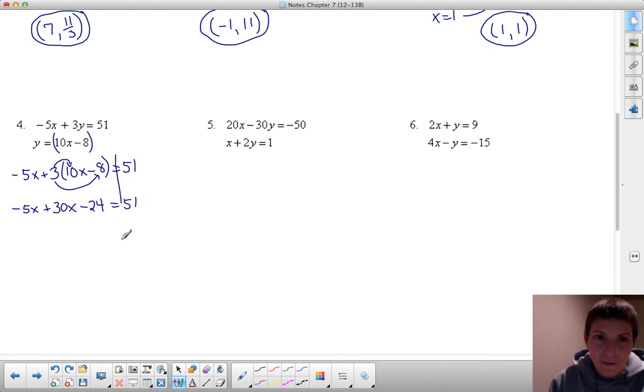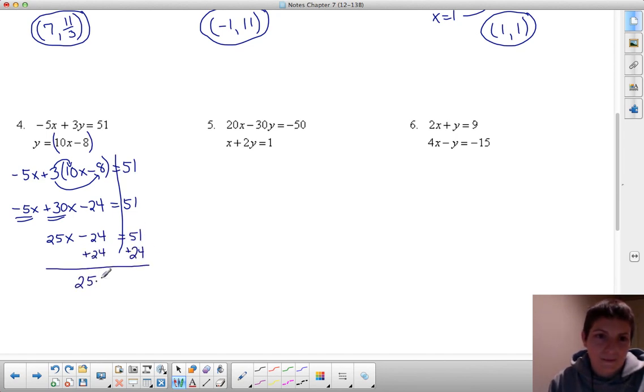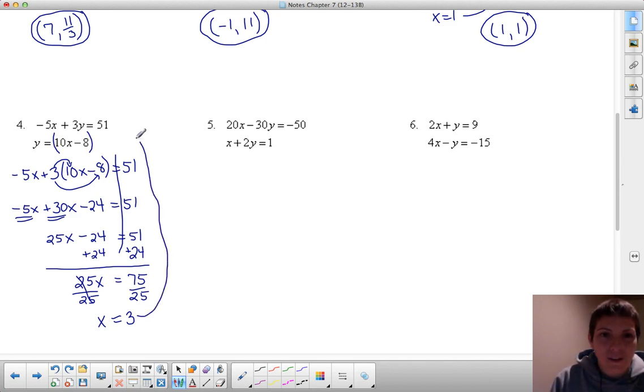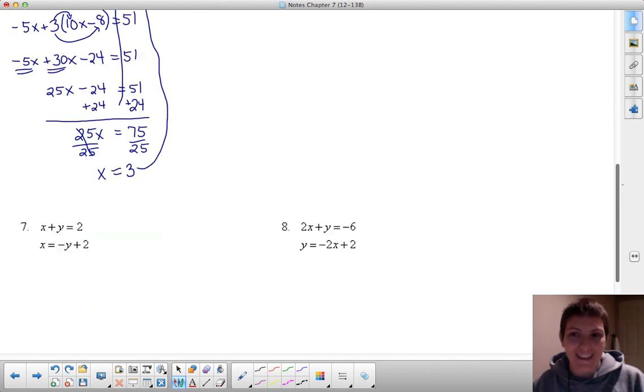Use your balance line if you need to. So again, we get to the bottom and we've got x equal to 3. That is not enough of an answer for chapter 7. Once you have your x value, you need to take it back to the top and plug it into one of your equations. I still recommend that you pick the easy one.